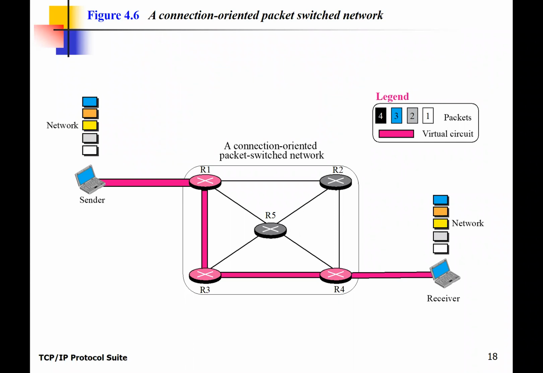Why? Because when I send packet 1, it's going to go this way, and packet 2 is going to use the same path. There is no way for packet 2 to be received before packet 1, unless it's lost. If it's lost, that's different, then we have to fix it. But the point here is that in connection-oriented, you will receive the packets in order, and you have to follow the same path.